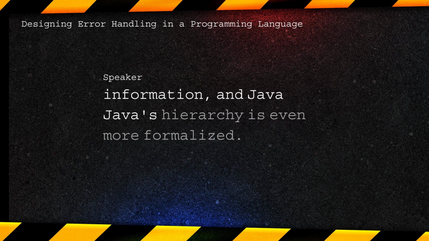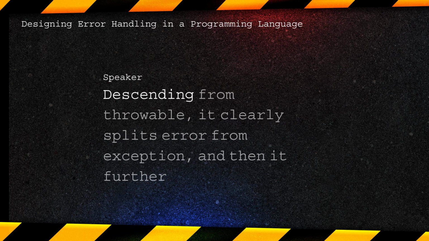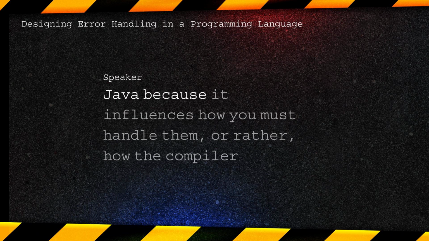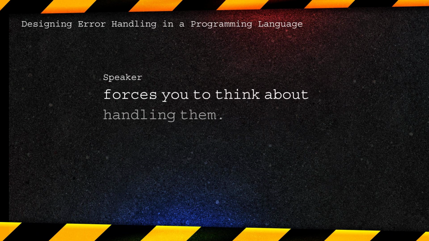And Java? Java's hierarchy is even more formalized, descending from Throwable. It clearly splits Error from Exception. And then it further subdivides Exception into checked and unchecked types, which is a really big deal in Java because it influences how you must handle them, or rather, how the compiler forces you to think about handling them.